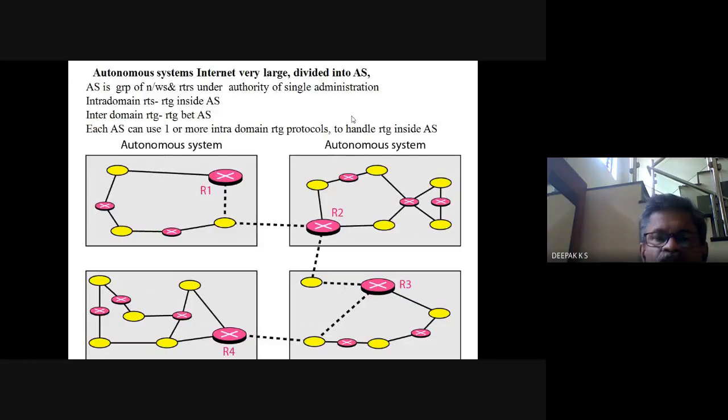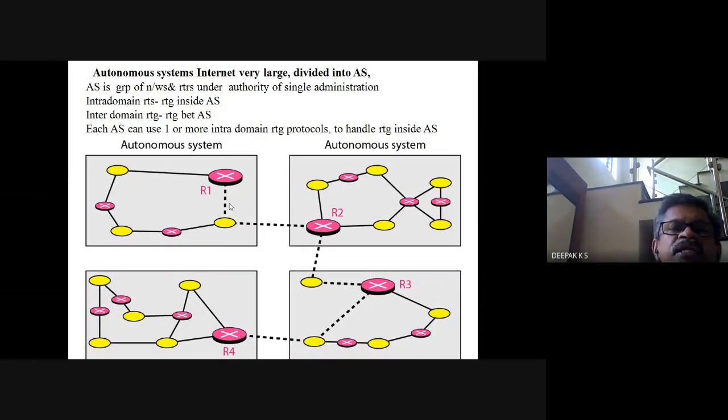Now our internet is very large. So we cannot find the route of an internet or things like that. So we will divide it into subunits. They are called autonomous systems. So this is an autonomous system. The internet is split into many autonomous systems. So the internet is very large, so we will divide this whole thing into many autonomous systems.